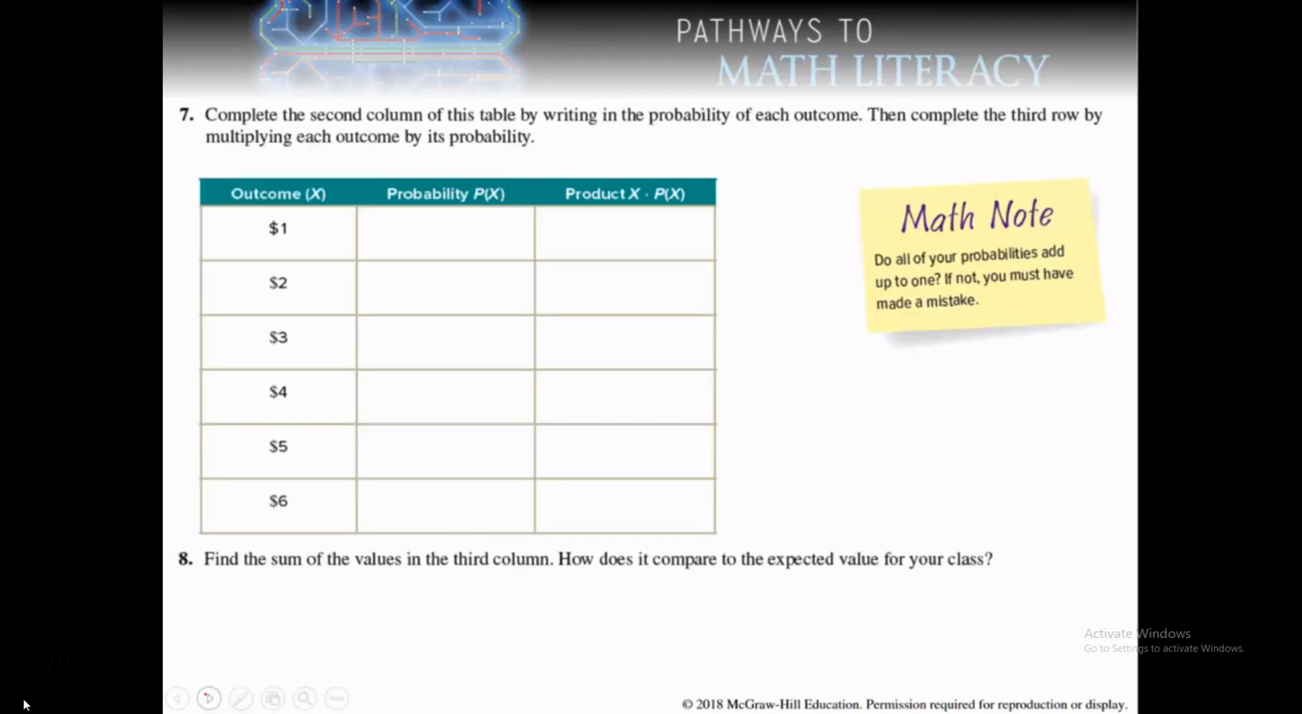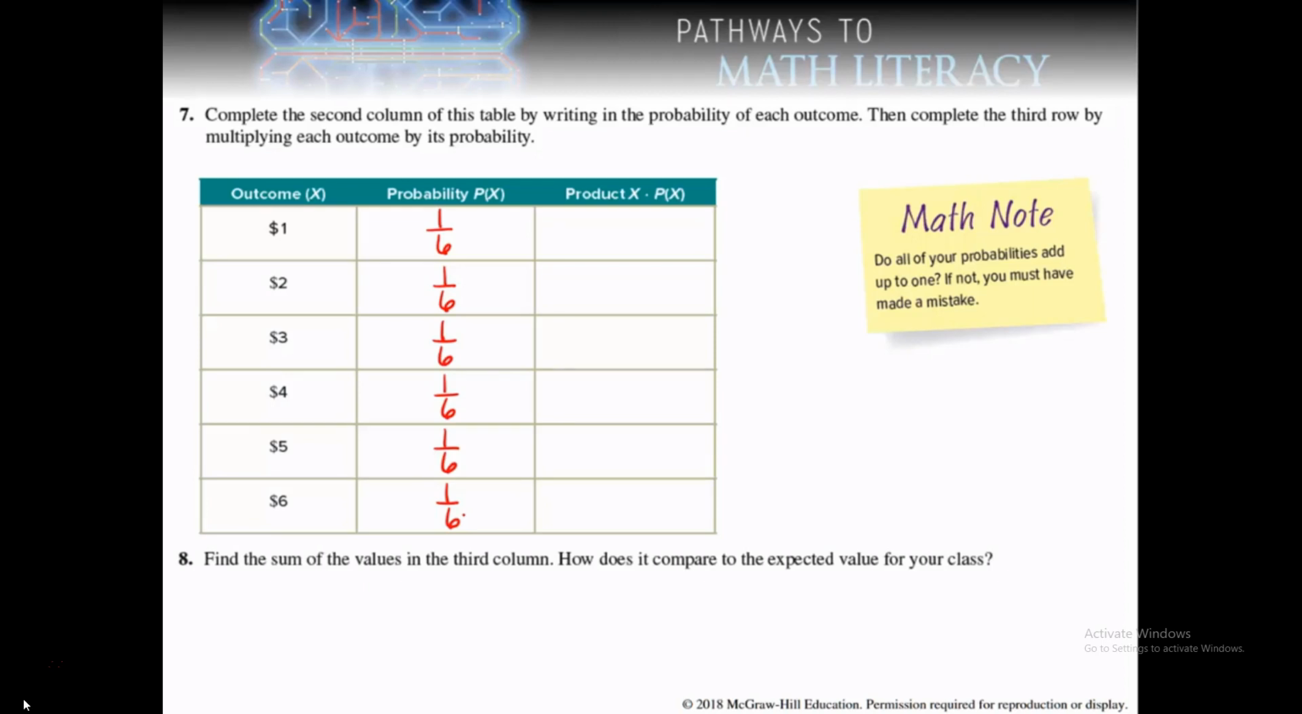So with that in mind, in number 7, we're going to think about the expected value. Every one of those dollar amount outcomes has a 1/6 probability. So in this table, we can fill 1/6 in for all of the probabilities. And then to find the expected value, we multiply each of these dollar amounts by their probability of happening.